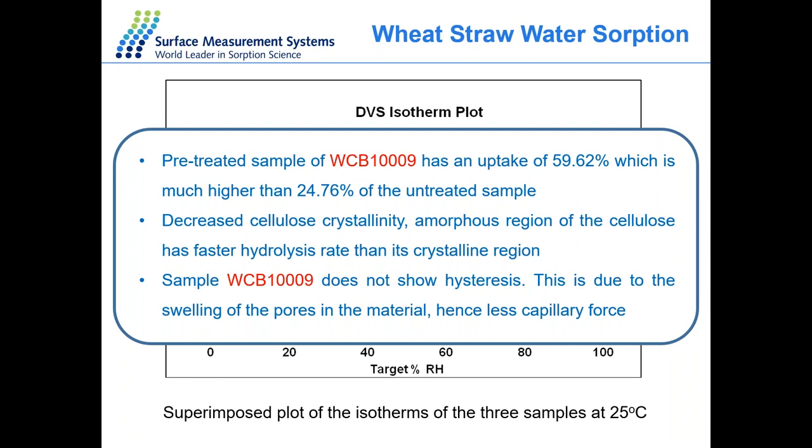So as you can see here, basically the pre-treated sample has a significantly higher, almost double, uptake of water, especially at the high end of concentration. Probably because the washing has removed a lot of the amorphous region of the material, and that removed part of the solubility. The sample does not show a gap of hysteresis because there is less swelling of the pores, so less capillary condensation. Usually capillary condensation causes a gap of hysteresis in the measurement that we are recording.